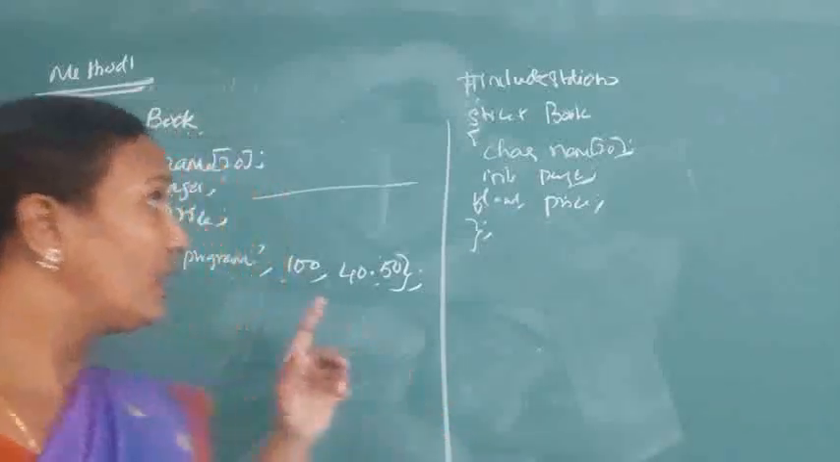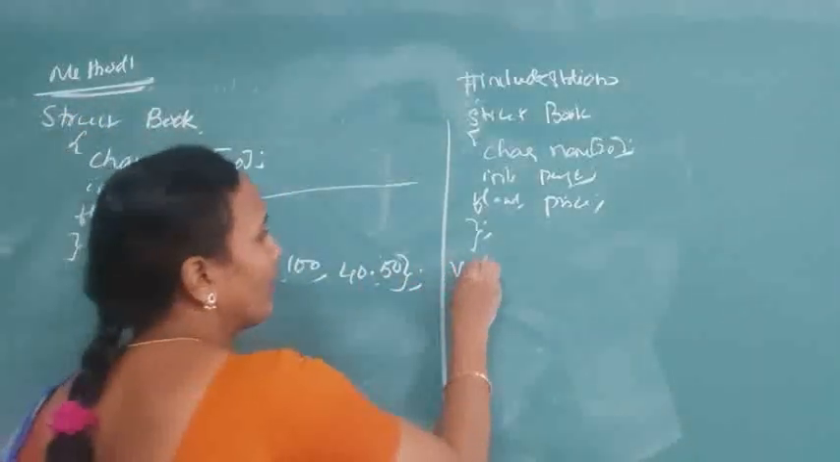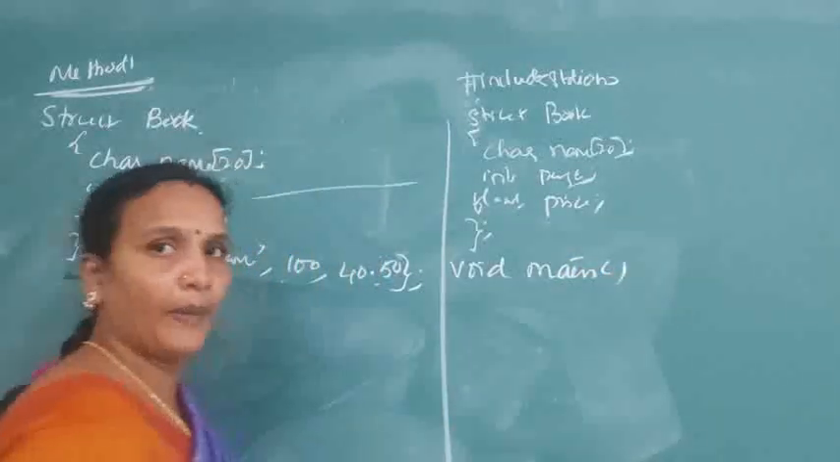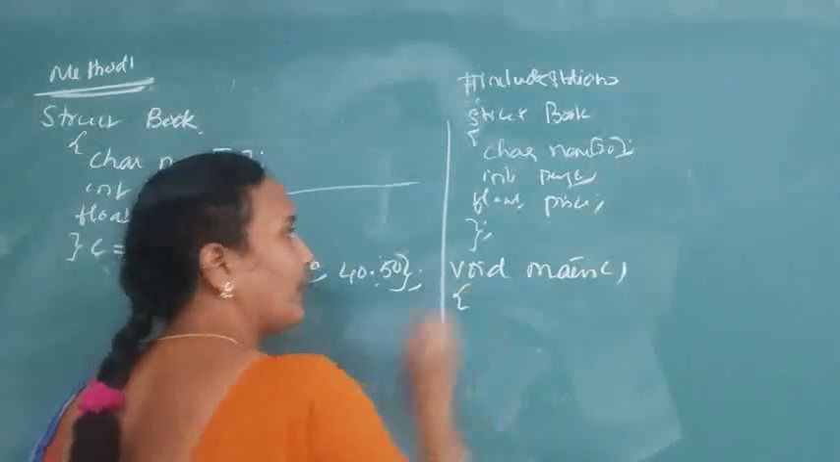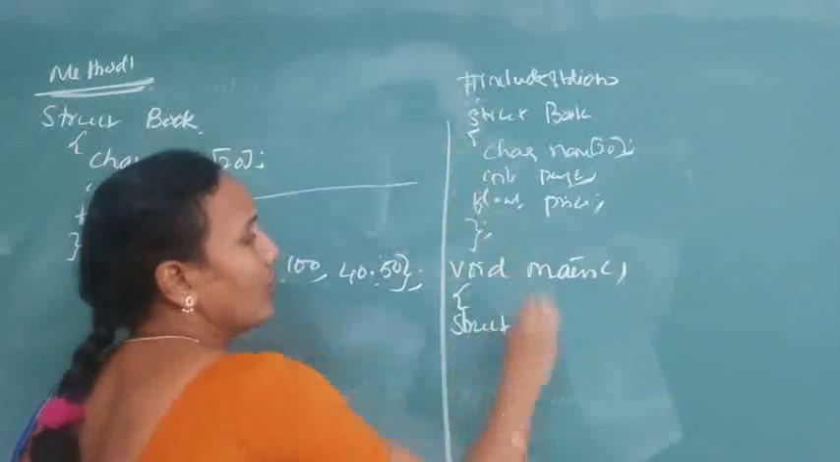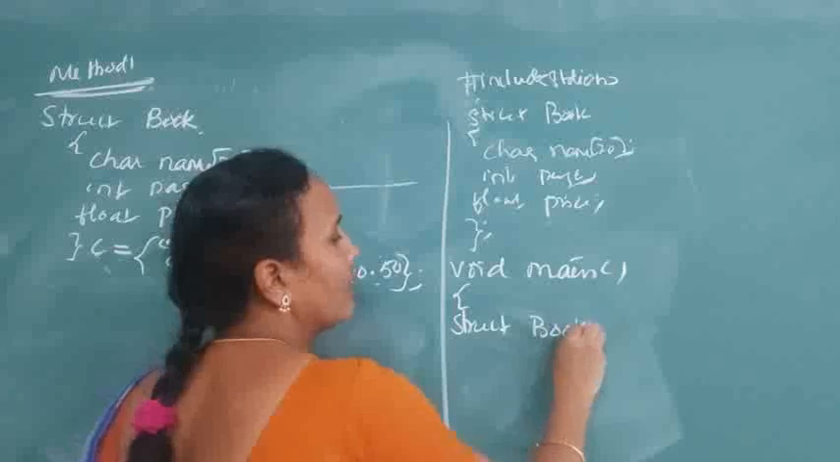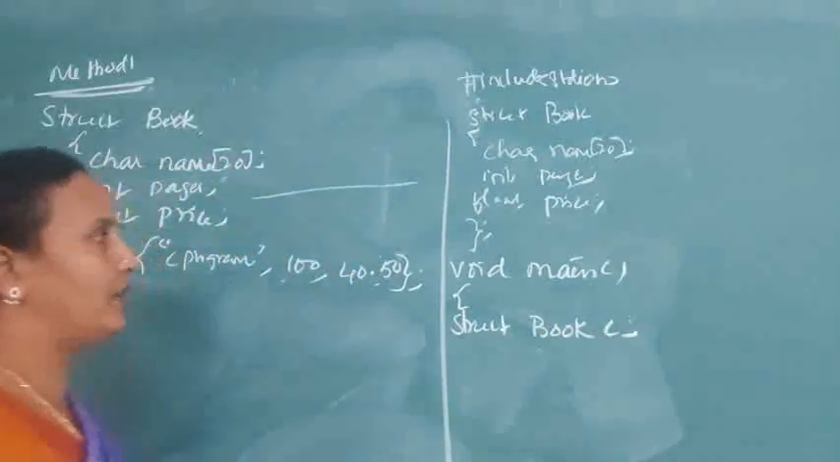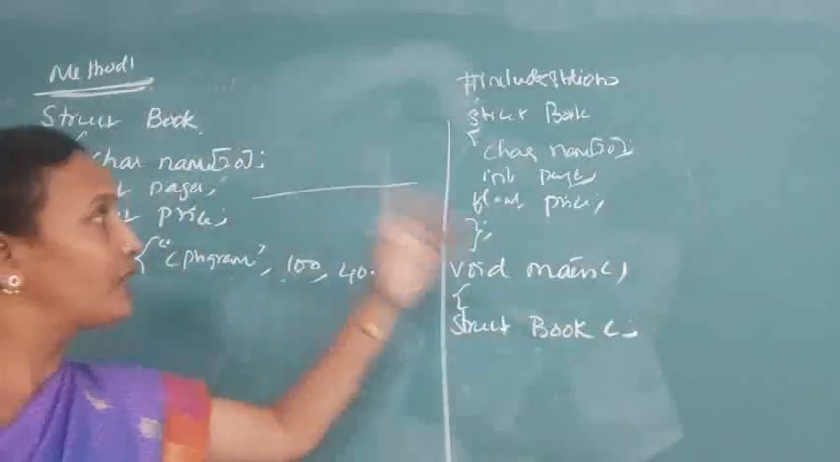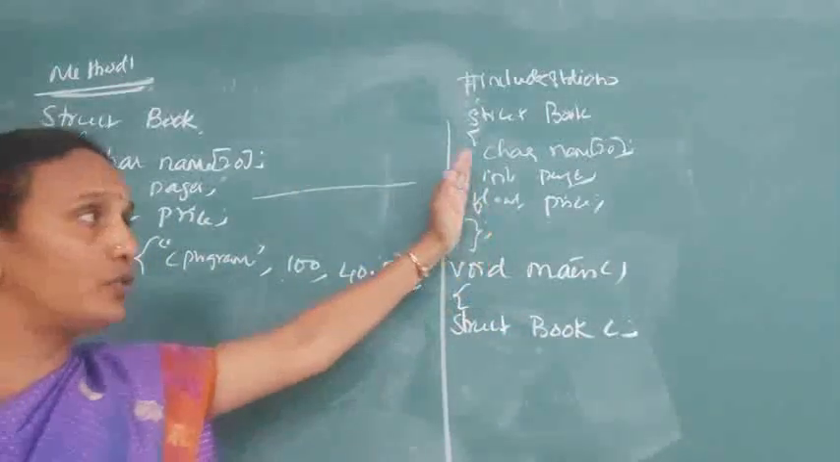Now, here give the main function, void main. This is the main function. Inside the main function, struct book c. c is a variable. This is the first method. Here also I am using variable c. Here also I am using. This is method 1 and this is method 2.